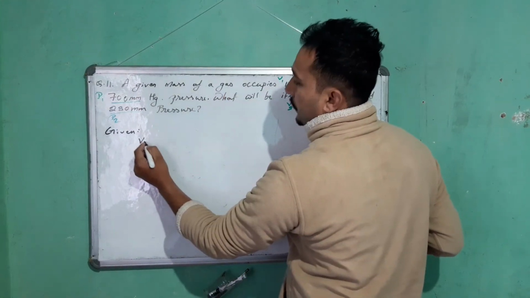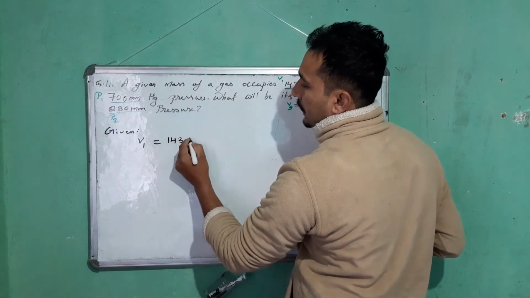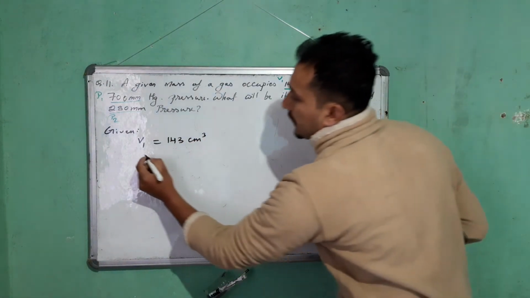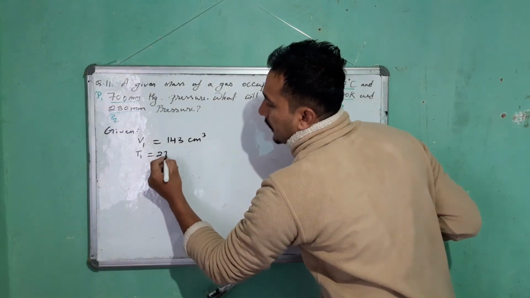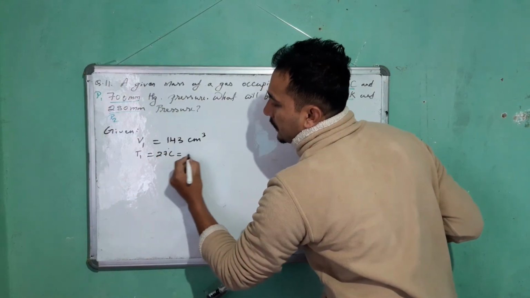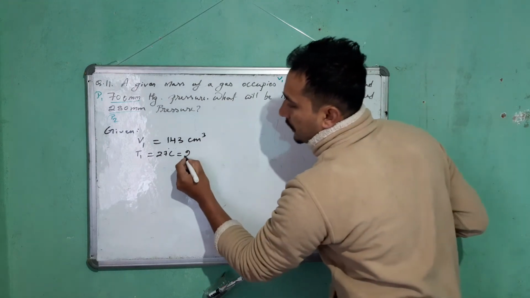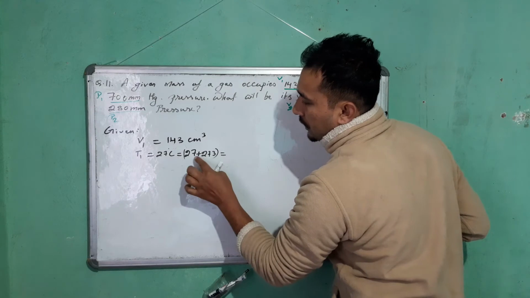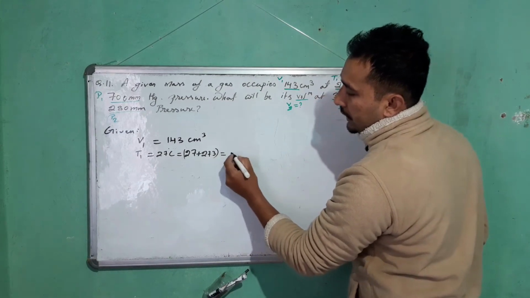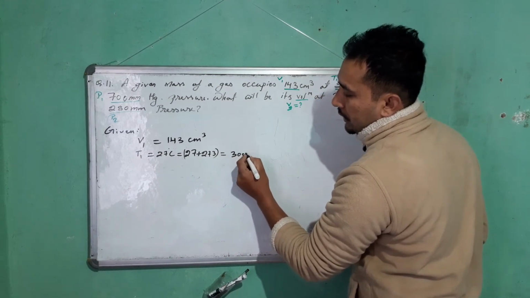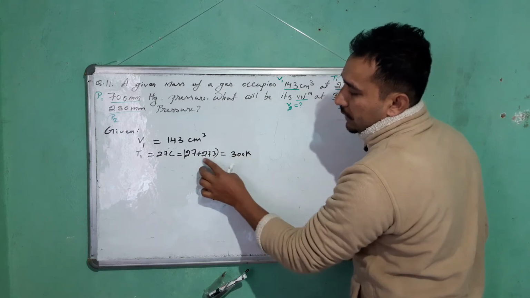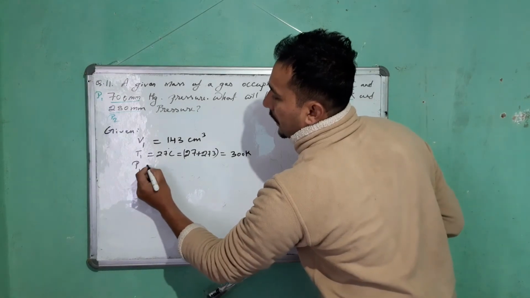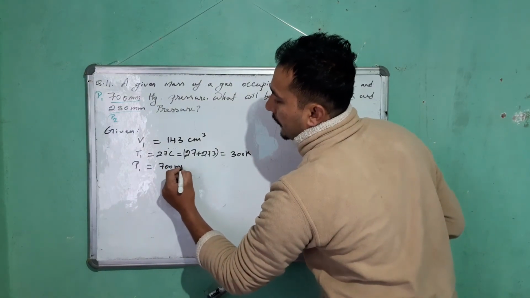Given V1 is equal to 143 centimeter cube. T1 is 27 degrees Celsius. Let's convert this in Kelvin. 27 plus 273 will be equal to 300 Kelvin. P1, pressure 1, is 700 mm. I'll write mm only.